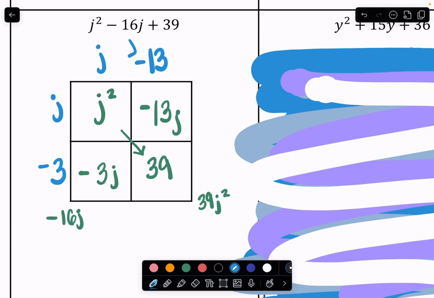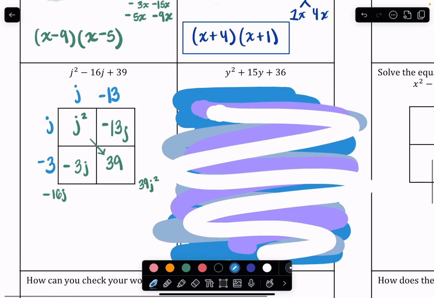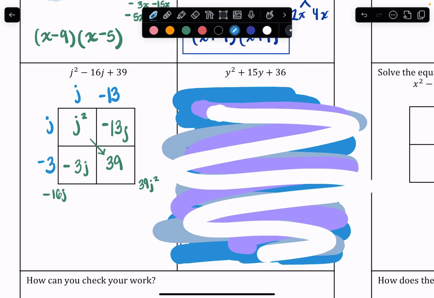So this method, the box method, just helps me identify where my factors fall. And now I must write this in factored form. So I'd write this as j minus 13 times j minus 3. And this is our answer.